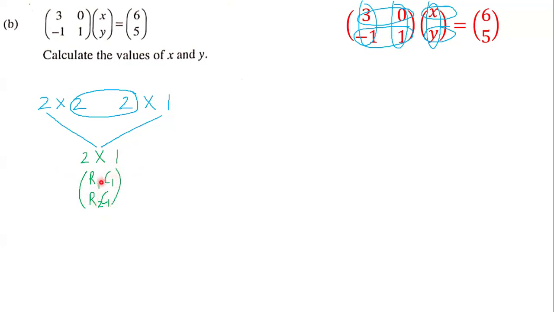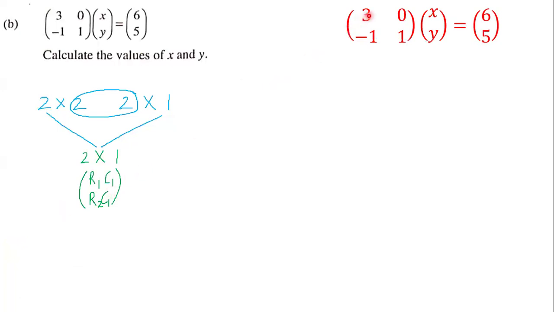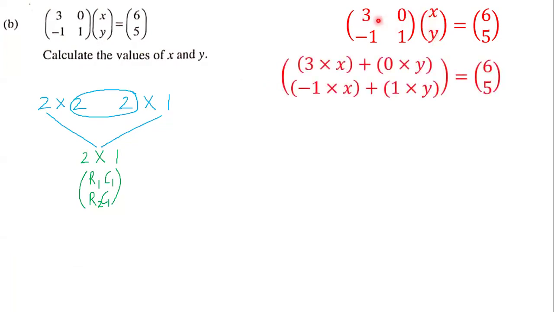Now this is going to serve as our formula to help us multiply these two matrices. And so let's use this formula to multiply these two matrices. So again, row 1, column 1. So let's multiply it. So row 1 multiplied by column 1. So that's 3 times x, which we have here, 3 times x. And we have 0 times y. Right here is 0 times y.